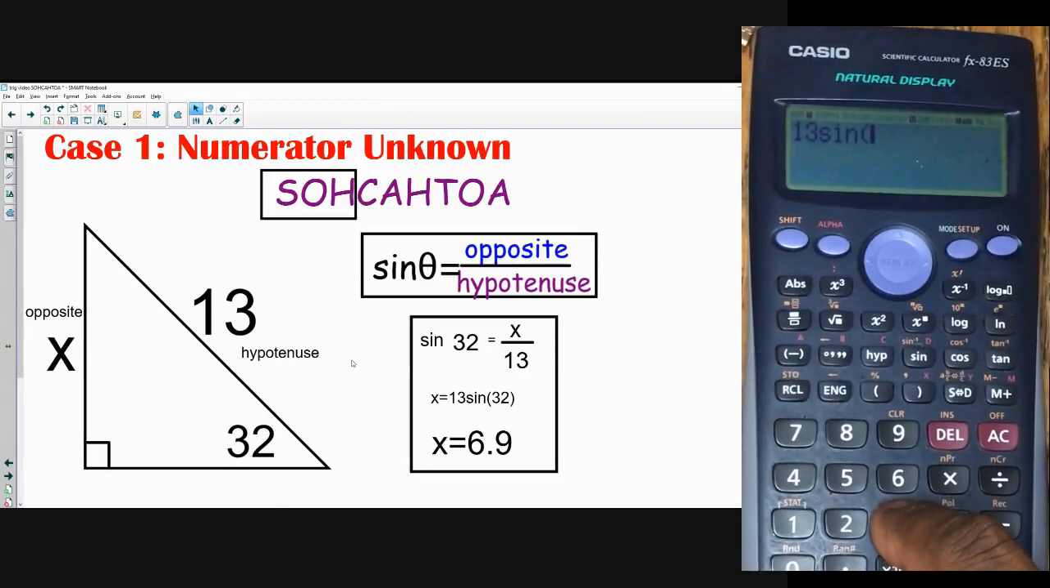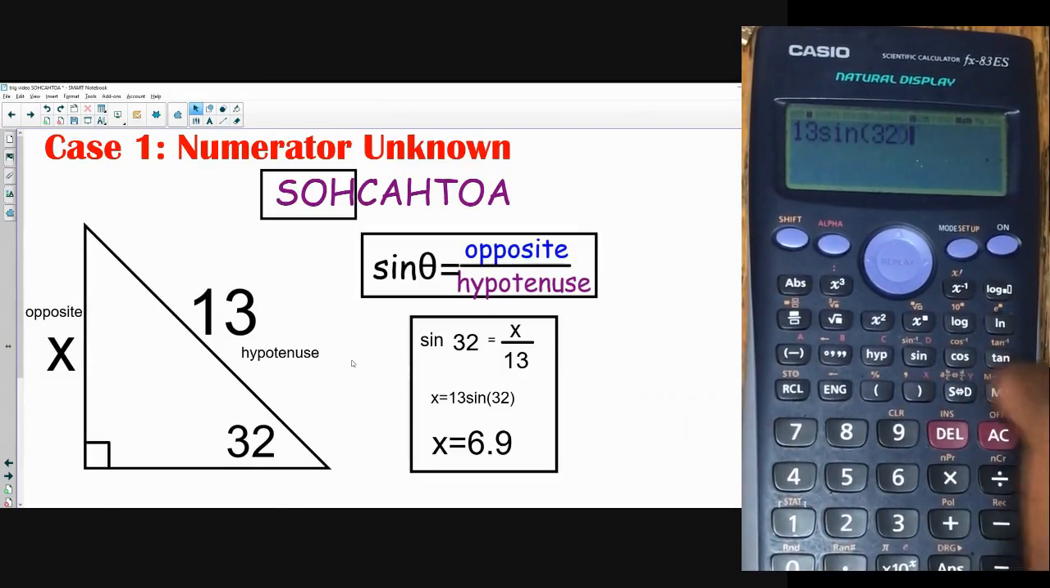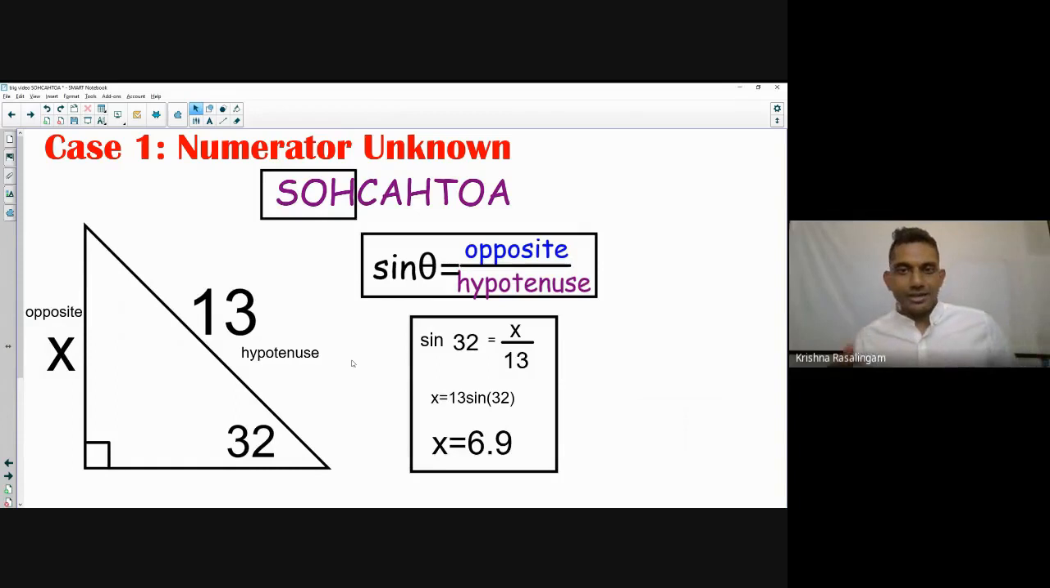Hopefully you can read that. I'm sorry if you can't. And then we press equals and we get 6.888, which is 6.9 if we round. That's easier said than done. Now, if you're on here because you struggle with maths, you'll struggle with rearranging it.